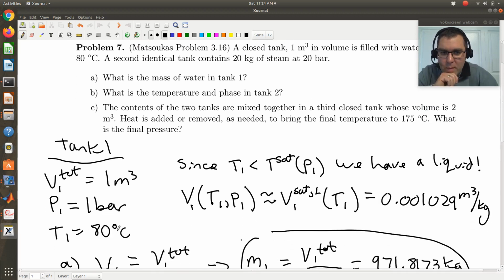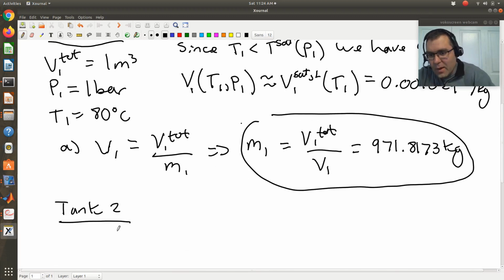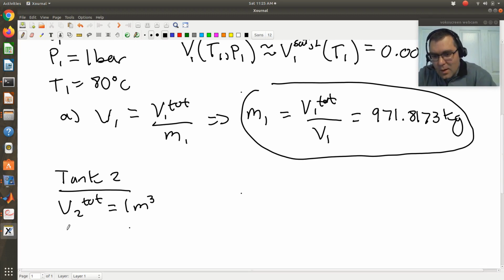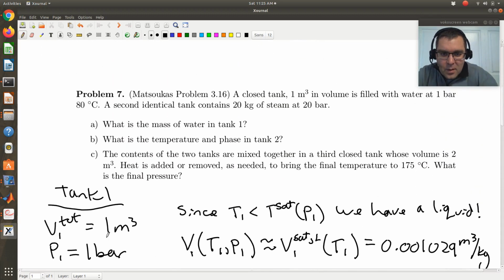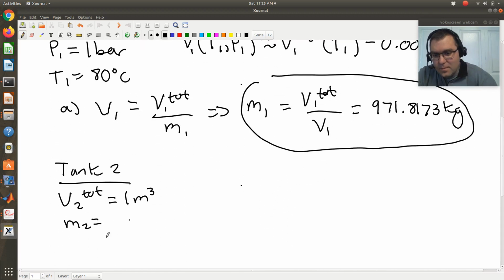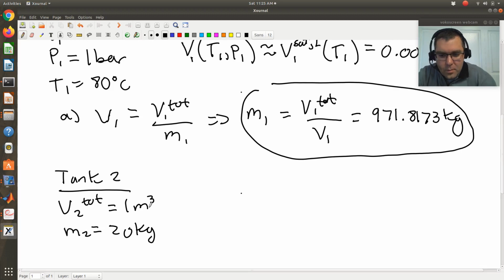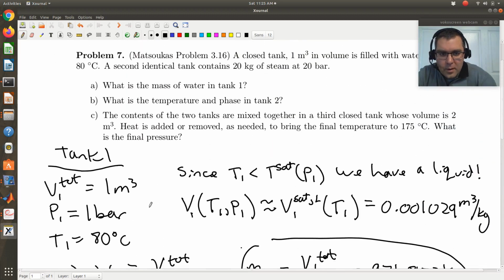Alright, so by identical tank, I'm going to take that to be that the total volume of the second tank is 1 meter cubed, right? I have the same size container. Now here, we're told that the mass in the tank is 20 kilograms of steam. So we have M2 is 20 kilograms. And our pressure is 20 bar.